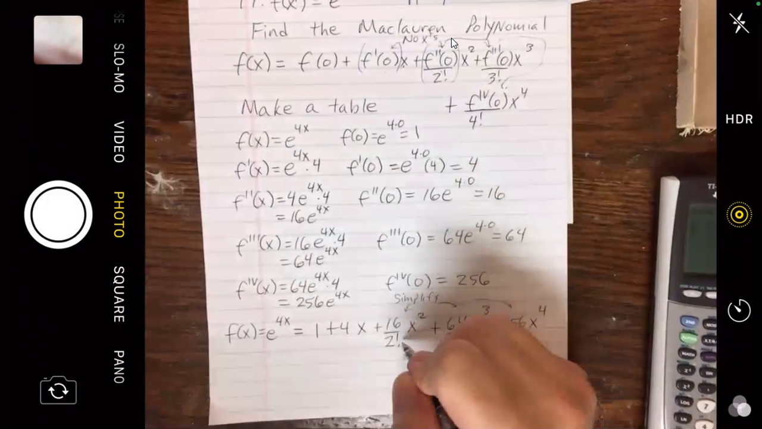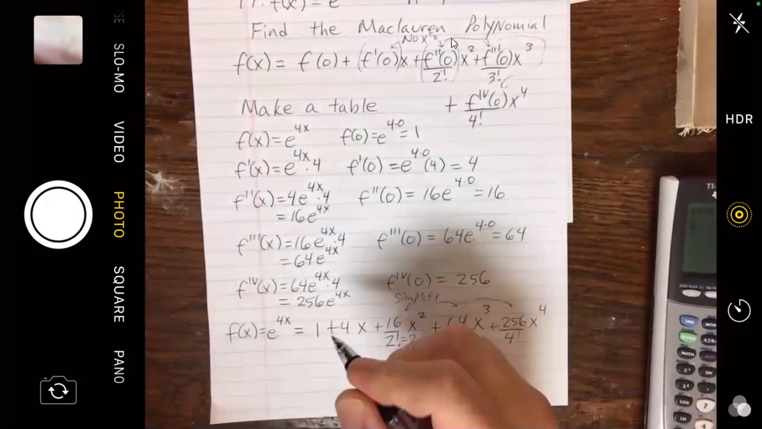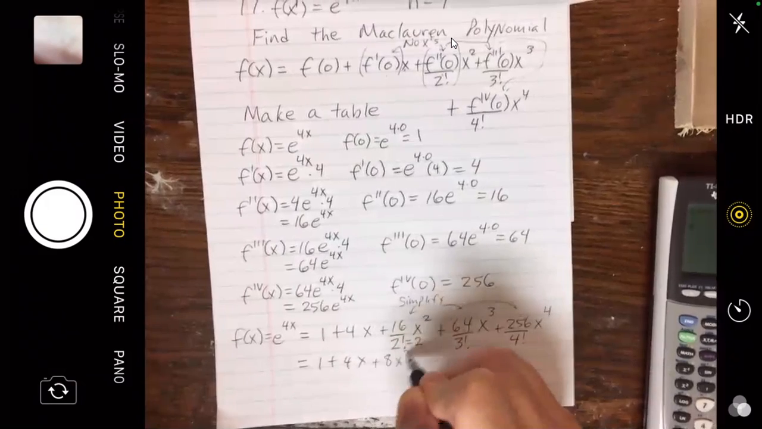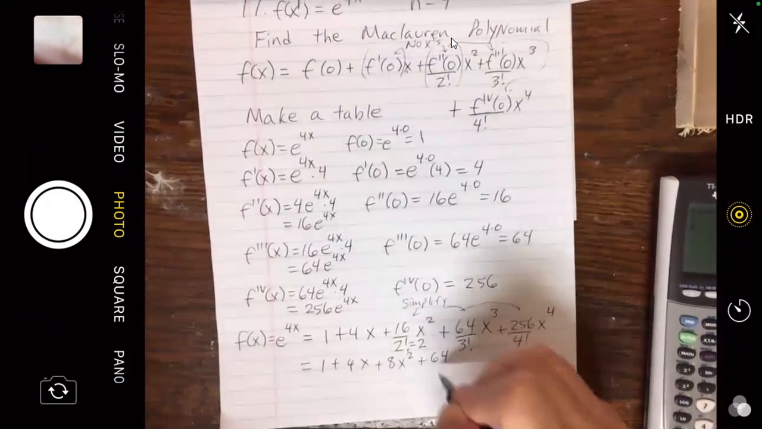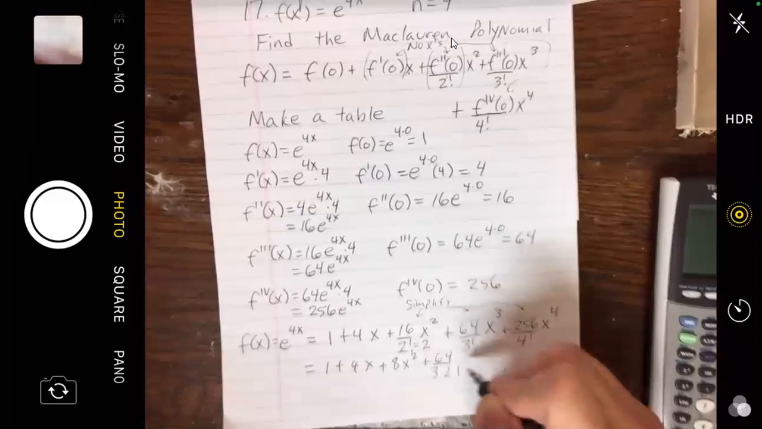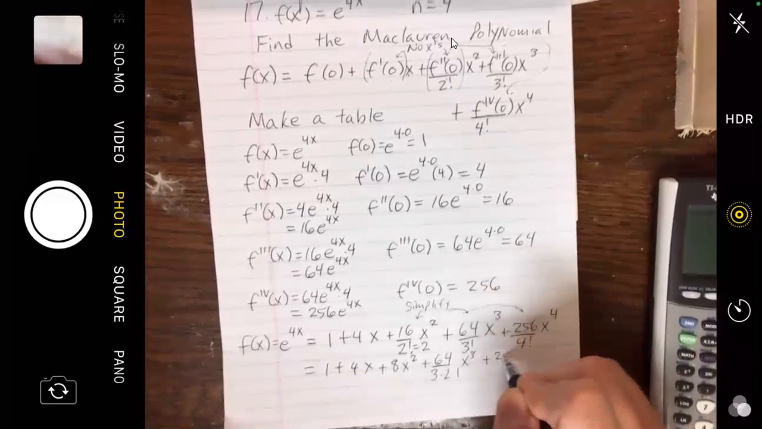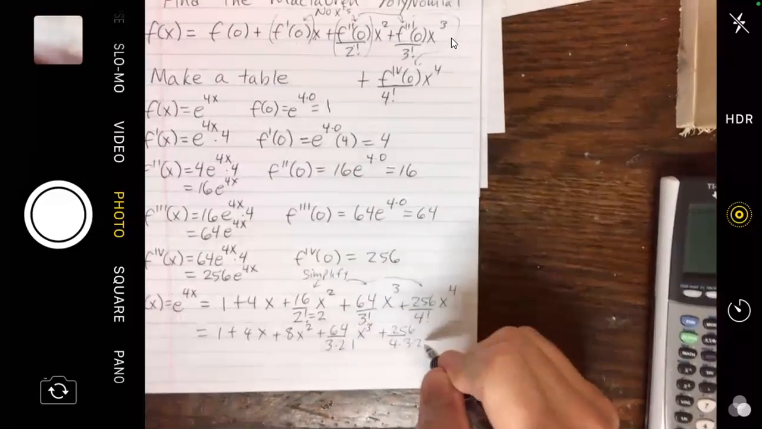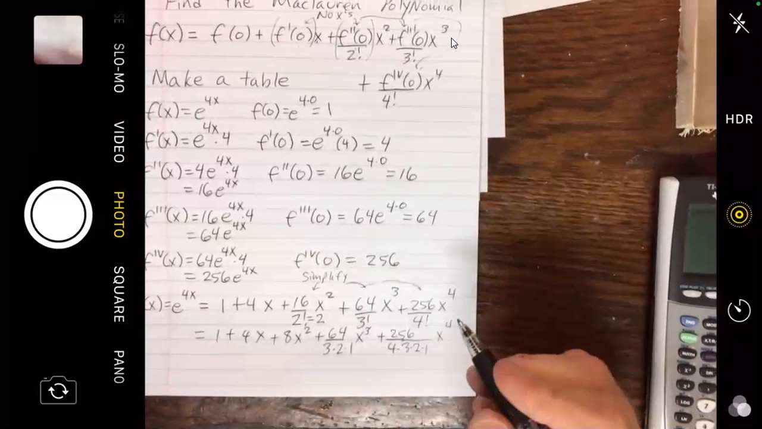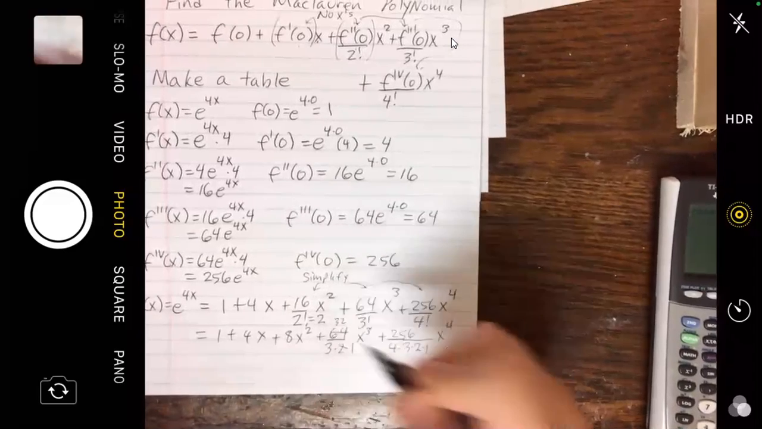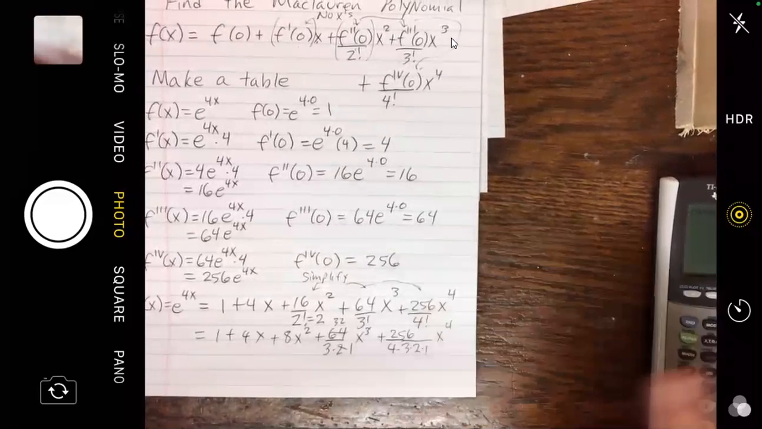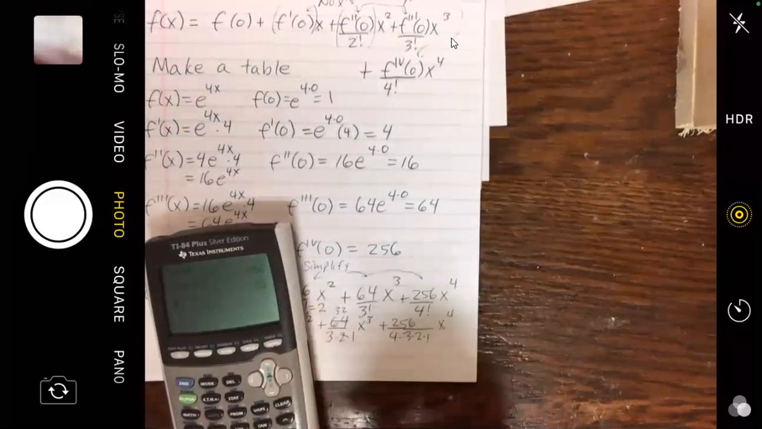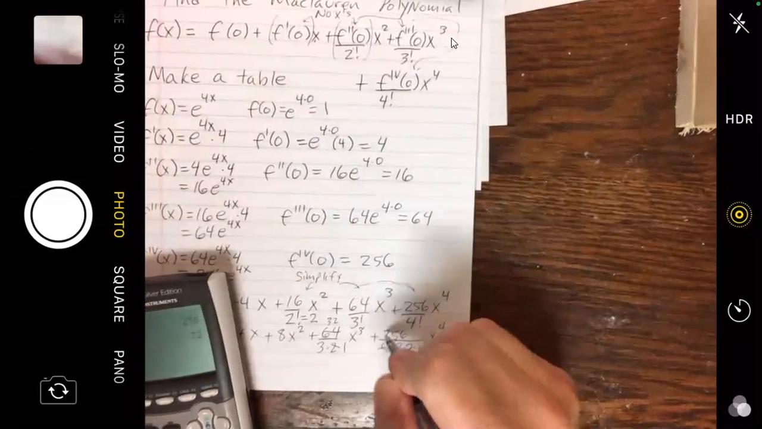Maybe I can show. If you remember, 2 factorial is 2 times 1. That's 2. So there's an 8. 1 plus 4x. 16 divided by 2 is an 8x squared. You'd have 64 over 3 factorial, which is 3 times 2 times 1, x cubed. And 256 over 4 times 3 times 2 times 1, x fourth. So 2 into 64 leaves 32, and 256 divided by 8, you're at 32 over 3. So boom, boom, you have 32.